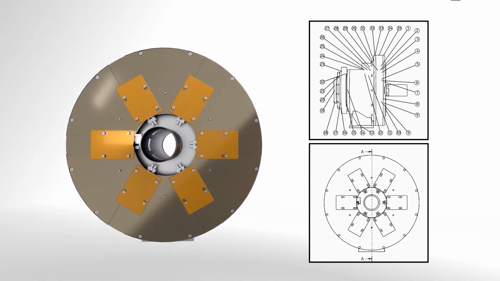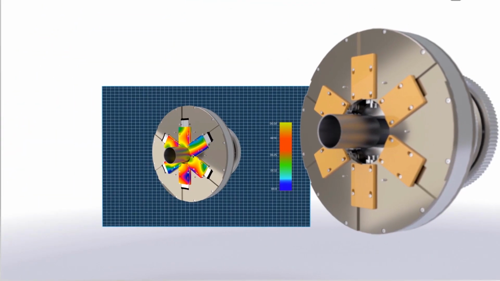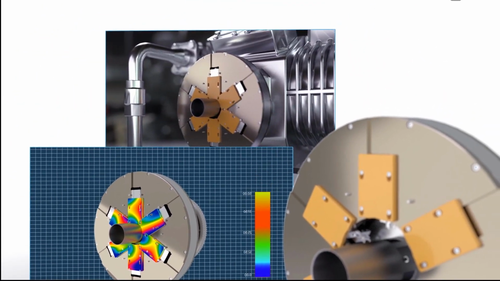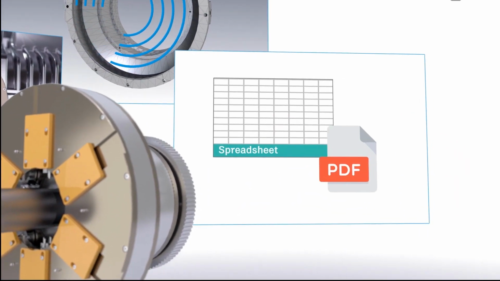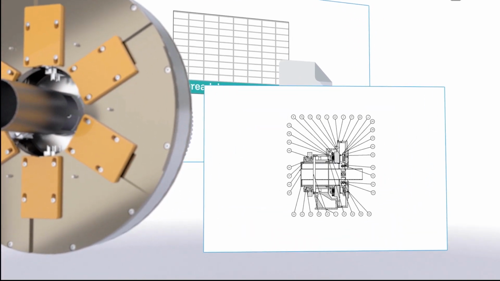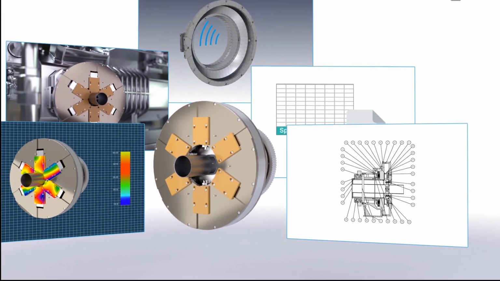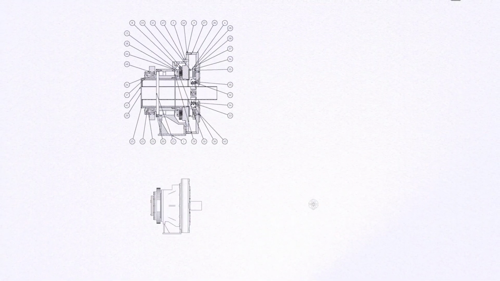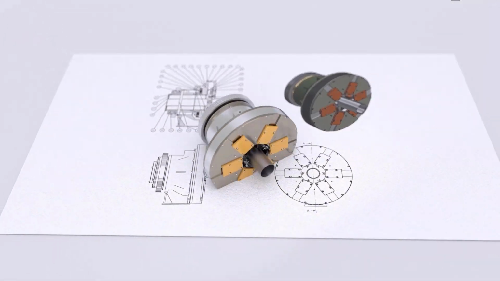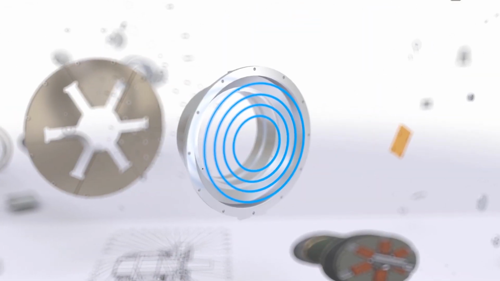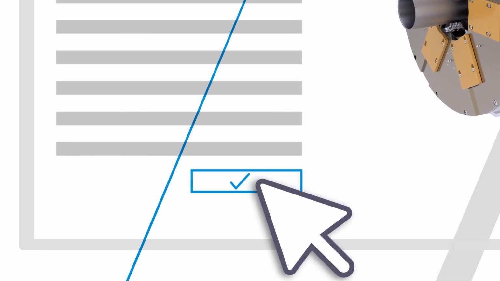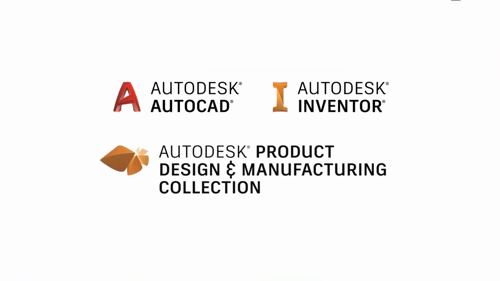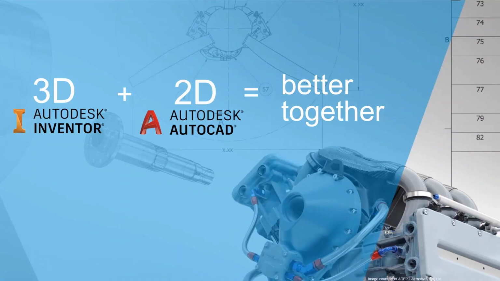Plus, the ability to perform advanced simulations, produce high-quality renderings and animations, create NC toolpaths from models, and generate documentation that automatically reflects design changes. You can get so much more out of your 3D models. These tools help designers work more efficiently, bringing collaborators more in sync and empower you to deliver more value to your customers, from the first draft to the final deliverable. 3D Inventor plus 2D AutoCAD is better together.